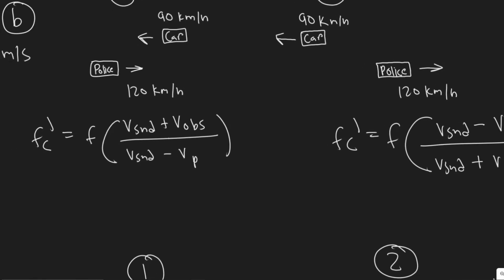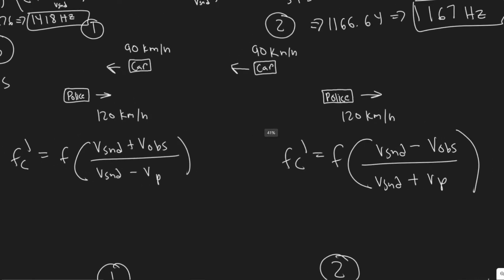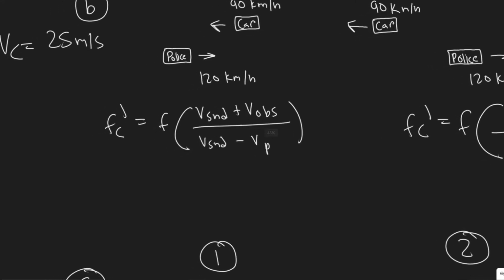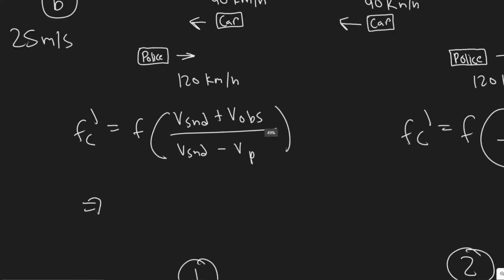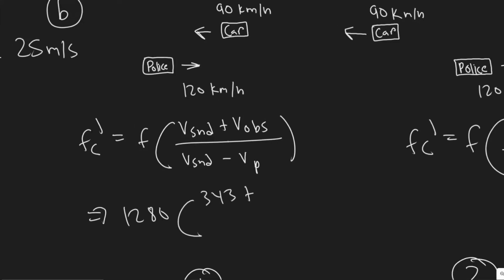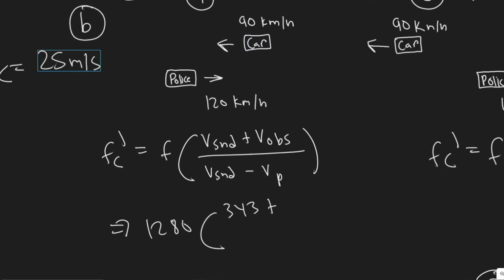And yeah, so you're just going to use these two formulas, just plug and chug to solve. So let's go ahead and do that. So once again, the police car's frequency is 1280. That was what it was, yeah. So 1280. The velocity of sound is 343, plus the velocity of our observer, which was our car, which we know travels 25 meters per second, divided by 343 minus 33.33, right? The velocity of our police car.